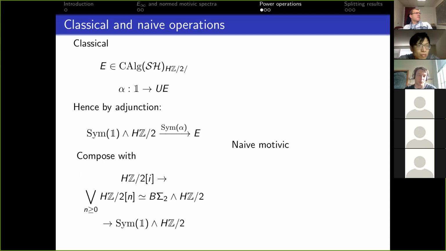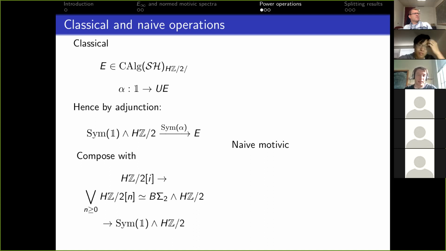So in particular, we're going to focus on Σ2. There's a 2 for the Σ2, and the 2 for the H Σ2, and they're the same 2. But in any case, what is possible is that one can figure out that this BΣ2 smash H Σ2 just splits into a wedge of shifts of H Σ2 indexed on the non-negative integers. And so what we can do is look at one of these cells and consider the composition of the Sym of alpha map with the inclusion of the cells into this BΣ2 smash H Σ2, and then we include that thing into Sym of 1 smash H Σ2.